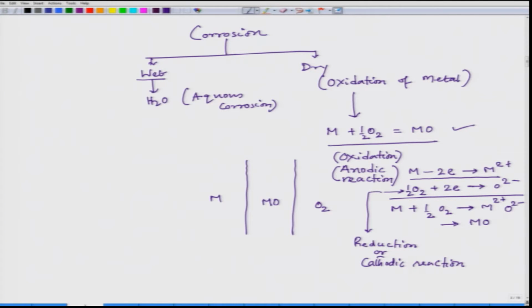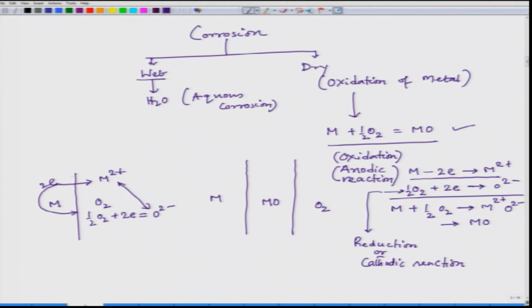Now, the question is, 2 reactions are done. In the beginning we have only the metal surface, oxygen, and then metal. So, at this place we have M2+ formation, so 2 electrons are released here in the metal. These 2 electrons flow through the conductor, and here half oxygen takes 2 electrons and forms O2-. This is 2-. So, these two are reacting.